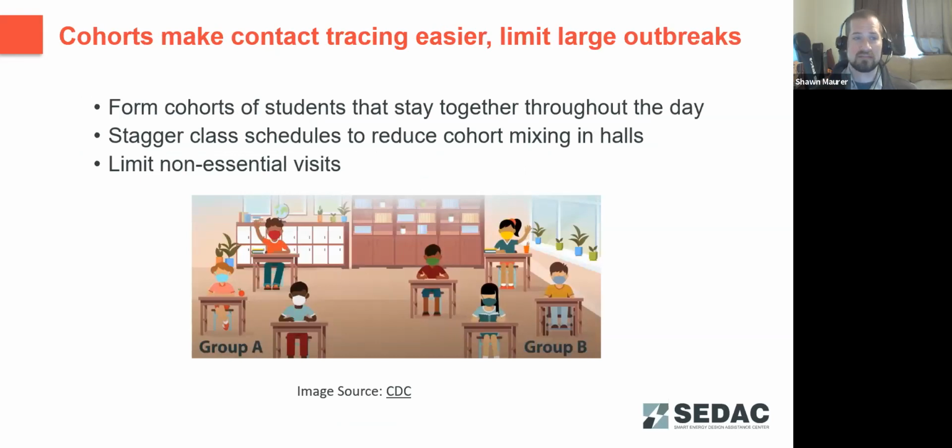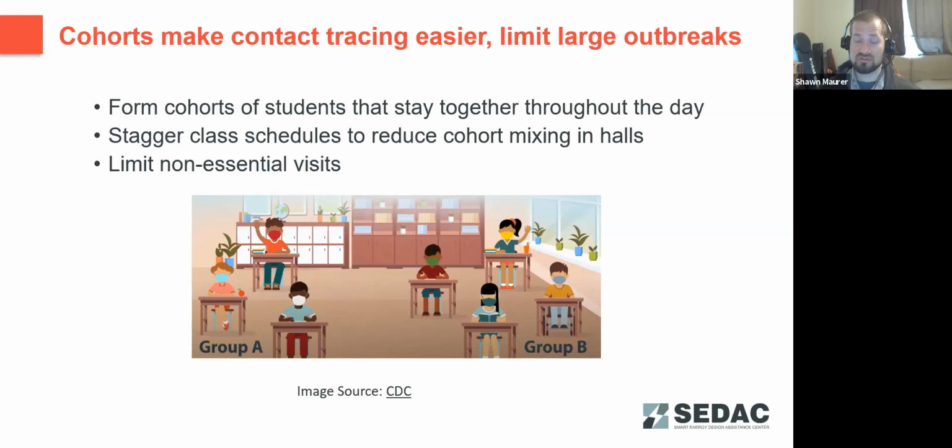Forming cohorts, again, makes contact tracing easier, and if you do happen to have an outbreak, it limits the size of that outbreak to just that small cohort group. So forming cohorts of students that stay together throughout the day. Some schools have taken up a policy where students stay in a classroom in a group and the teachers rotate around. It's a little more difficult for high school type formats where typically students have different class schedules where they then intermix. But finding ways, if possible, to maintain those groups is a great way to reduce risk in facilities.